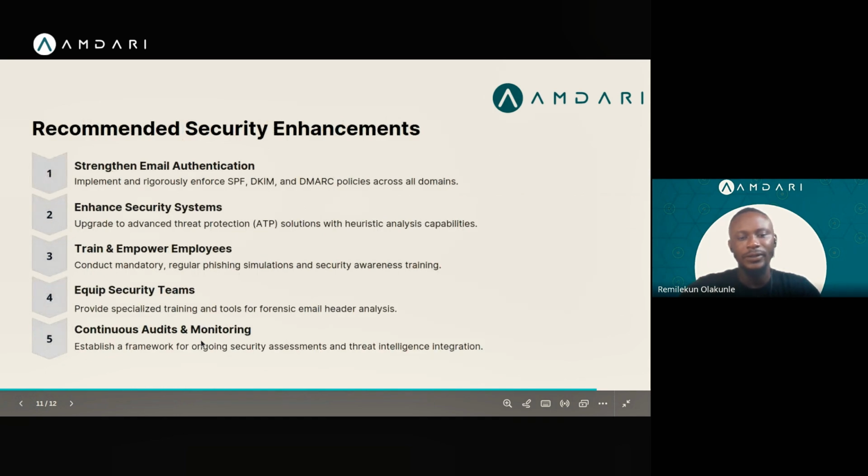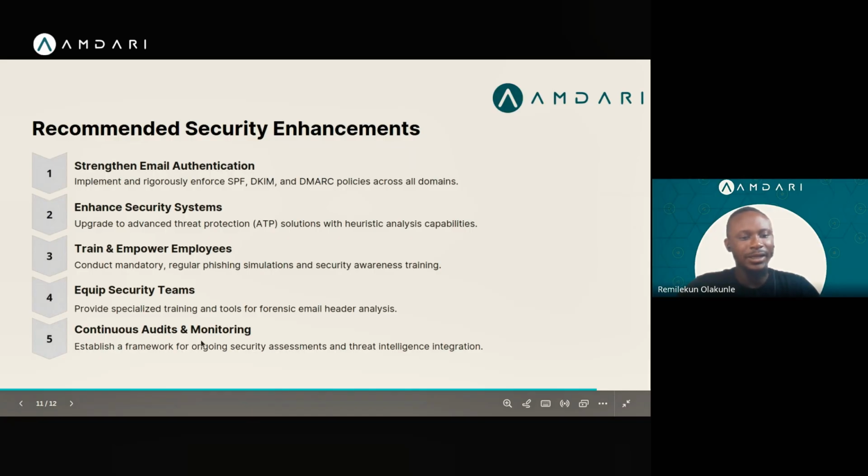So, how do we prevent something like this from happening in the future? The first step is to strengthen email authentication checks. You see, enforcing SPF, DKIM, and DMARC policies across all domains will ensure a positive response in picking out suspicious domains. It will also help enhance the security system, which includes deploying advanced threat protections like AI-driven analysis tools. It also helps to detect phishing emails.